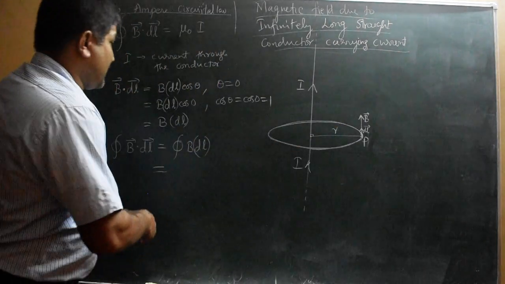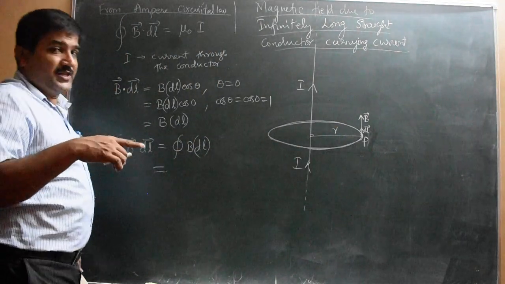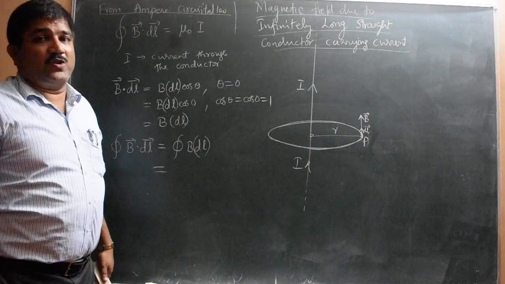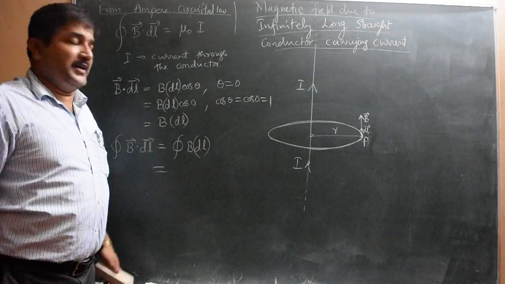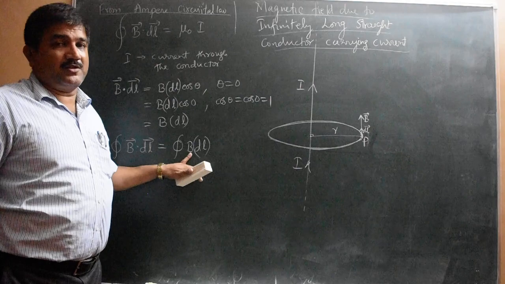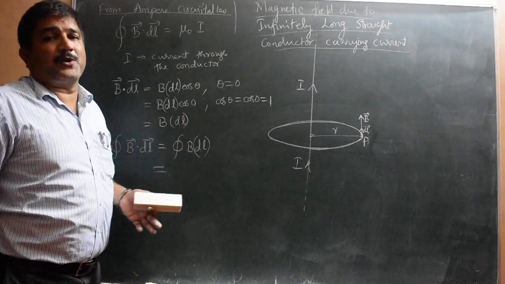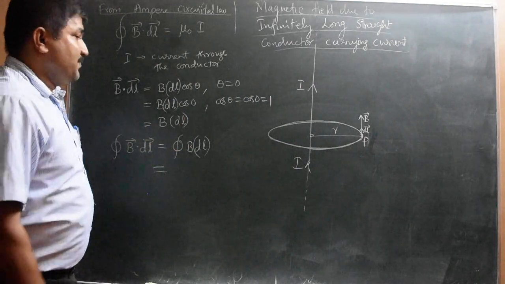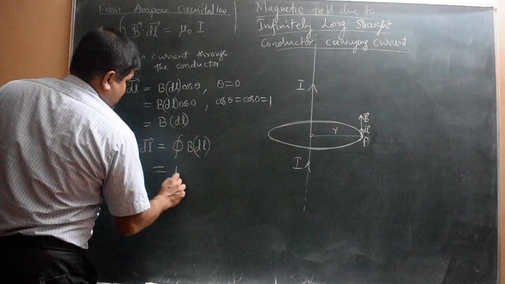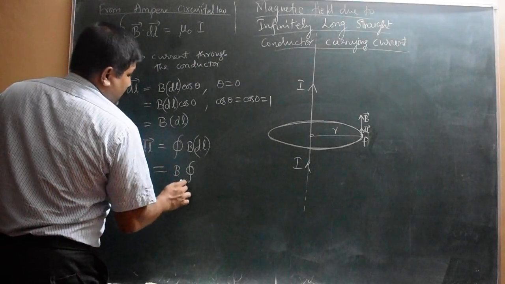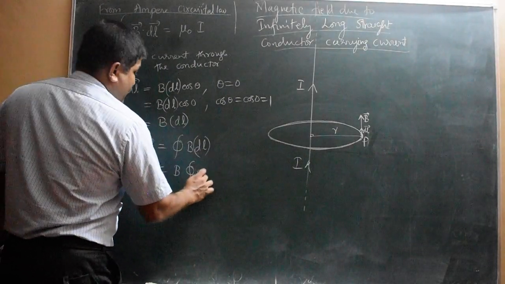So then we can take the B value outside. Whenever it is constant, we can take it outside the integration. You do not do any integration or differentiation for the constant. If it is variable, you have to use the product rule. But here it is constant, so take it out. So B outside, then the integral of dl.